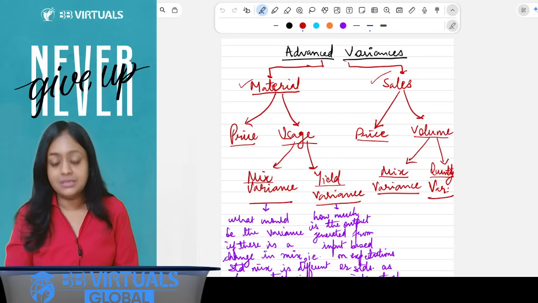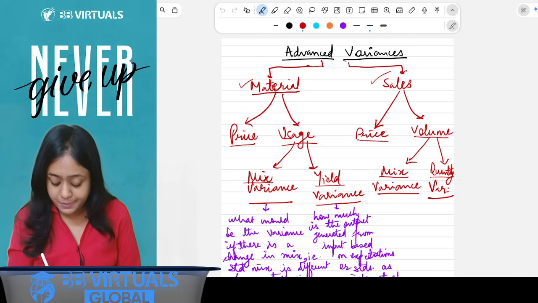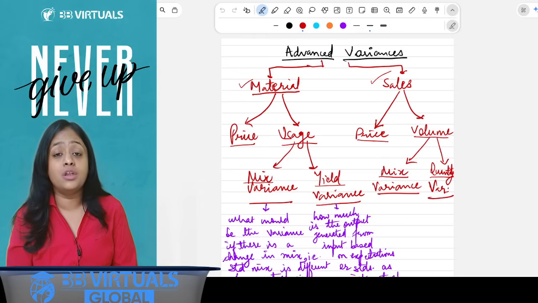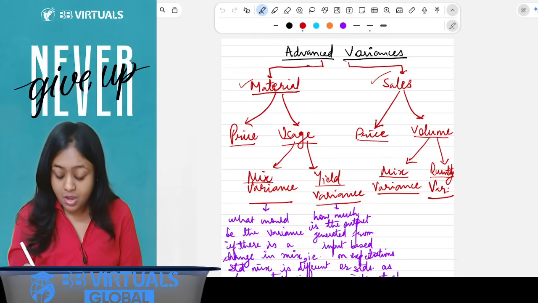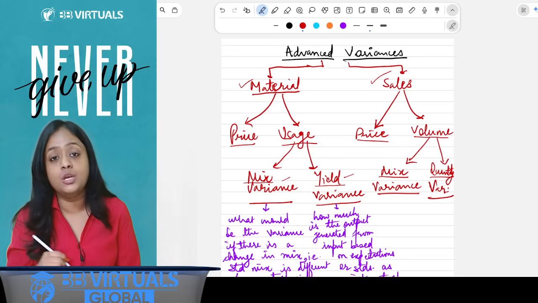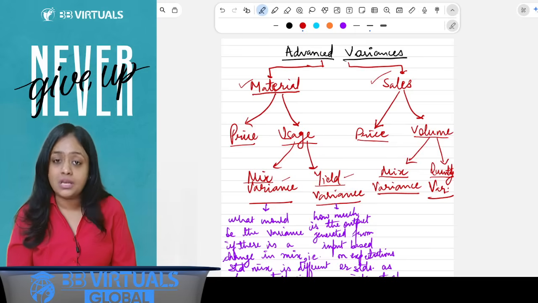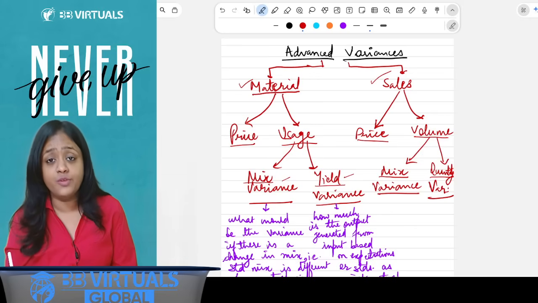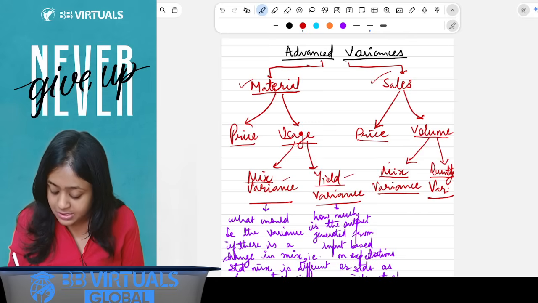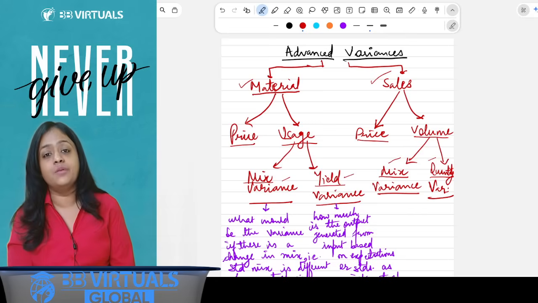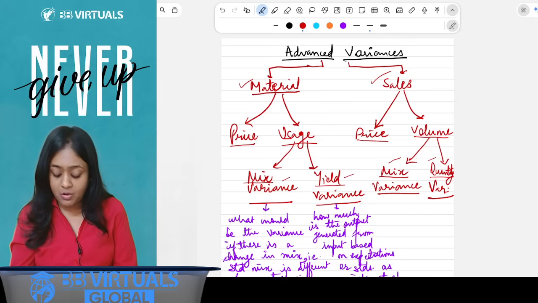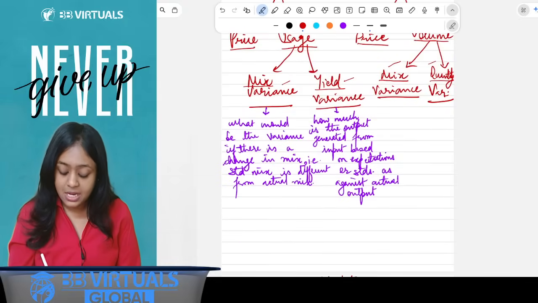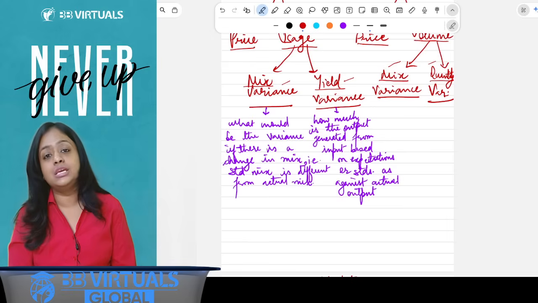You know that for material we calculate under the basic variances price and usage variance. Now we are further categorizing or detailing the usage variance into material mix variance and material yield variance. Likewise, the sales volume variance, we will be detailing it into sales mix variance and sales quantity variance. What is this all about? It simply means when I say it's a mix variance, it always depicts what would be the variance if there is a change in the mix.